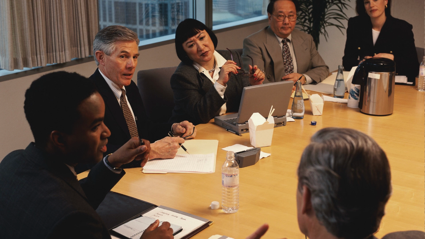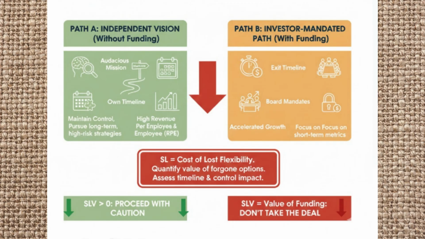This isn't just about losing a board seat. It's about losing the right to make the best decision for the long-term health of your company. The key metric here to be evaluated is strategic loss value. Every funding round has constraints on your system. New KPIs are introduced, faster timelines are asked for, or veto rights also need to be given.